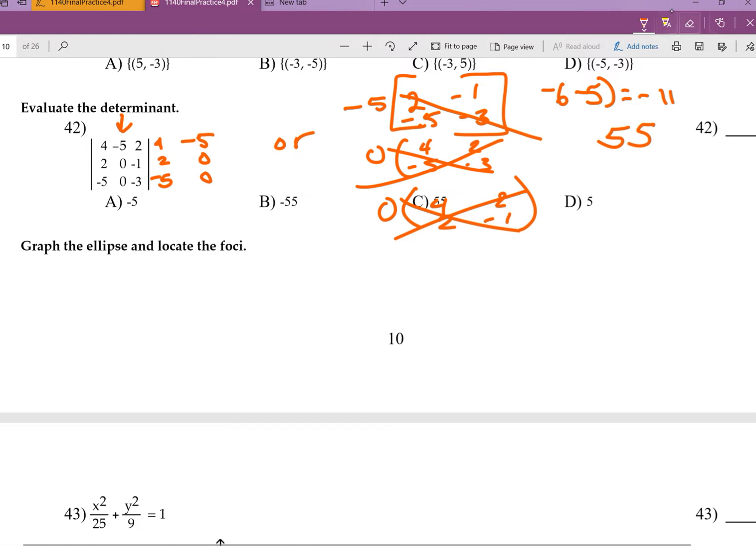I believe that's C. Okay, good. Now, if you want to use the other method, we can do that just to show you the steps.